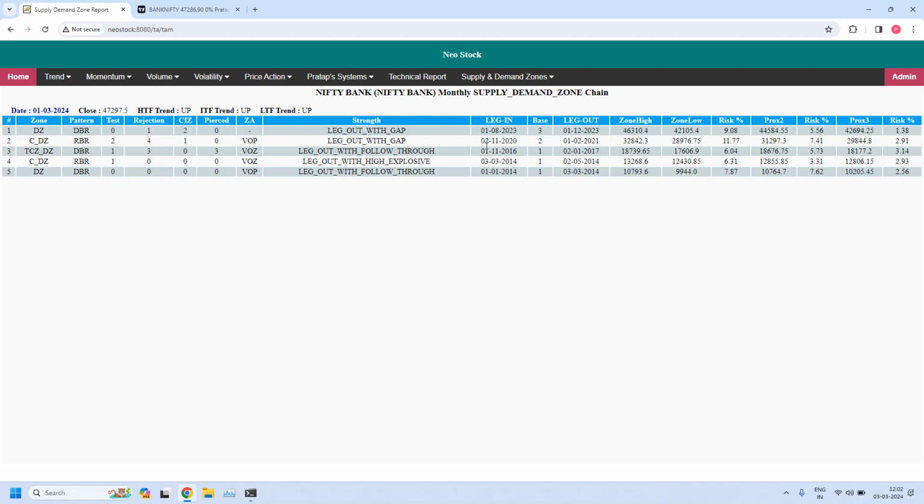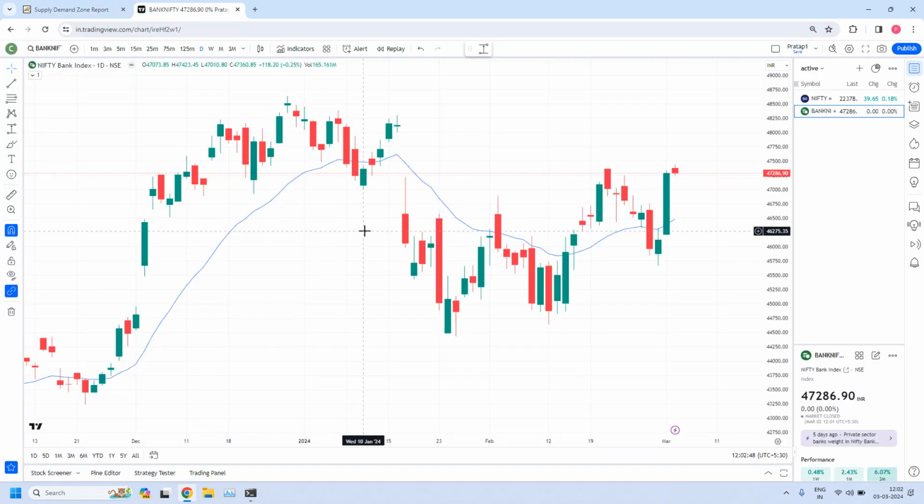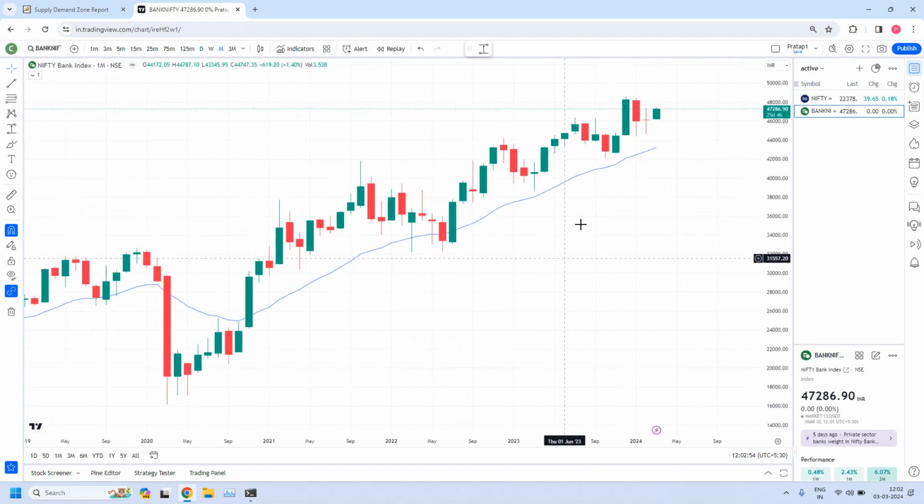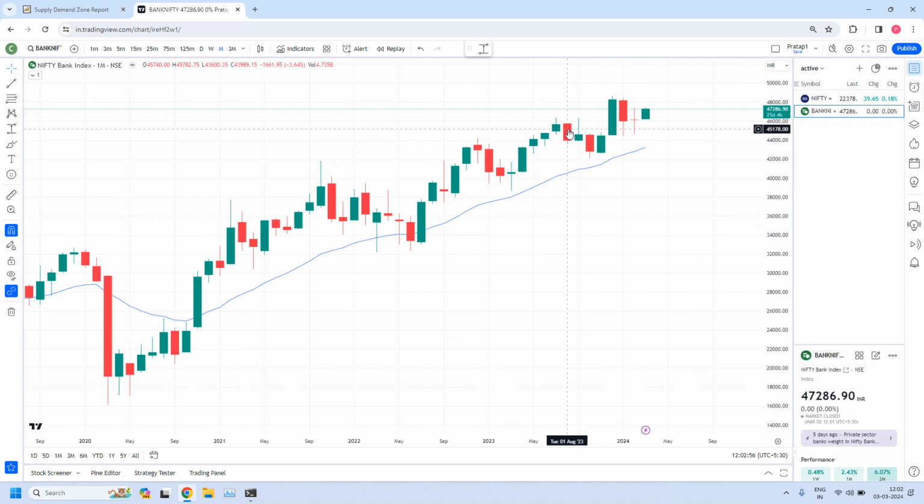So let us draw this demand zone. This is the first, August 2023, 3 base candles, then leg out. So let me go to, I am changing the time frame to monthly time frame. Yeah, this is the August 2023 candle. This is a medium size leg candle. This is a drop candle. After that, 3 base candles. This is a medium size candle.